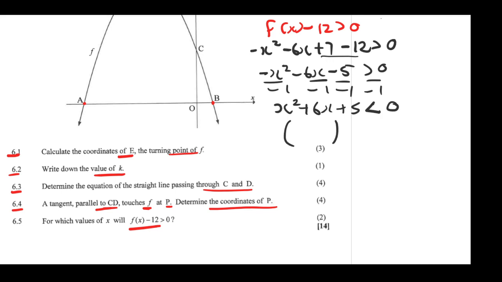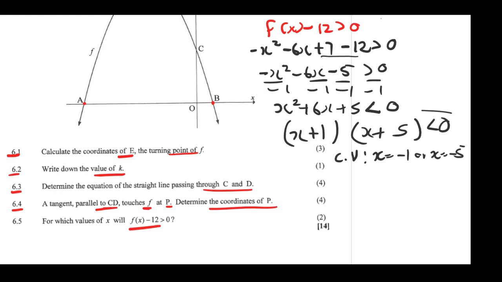So now we're going to factorize this. It's less than 0, so it's going to be (x plus 5)(x plus 1). Your critical values are x equals minus 1 or x equals minus 5. Remember, this is an inequality sign, so you first need to use your number line. Let's say this is minus 5 and this is minus 1.